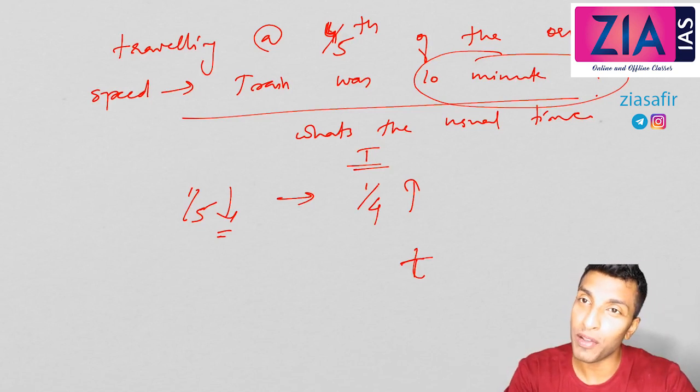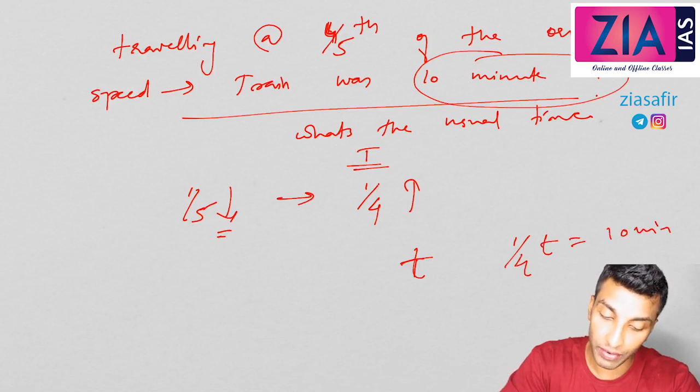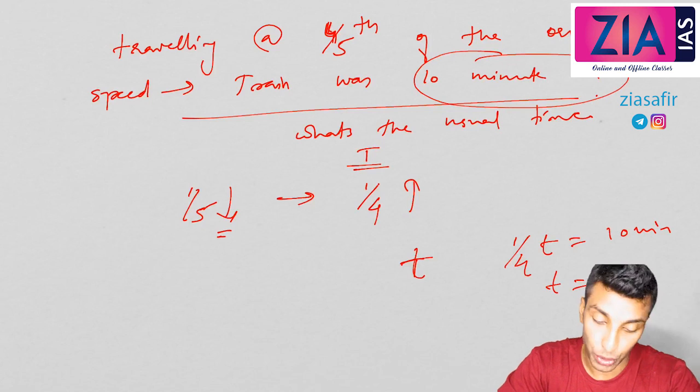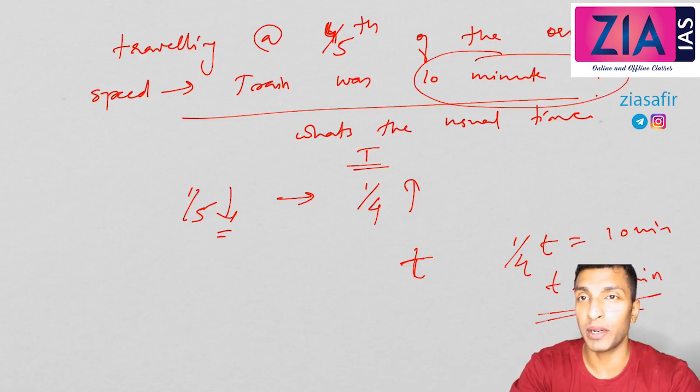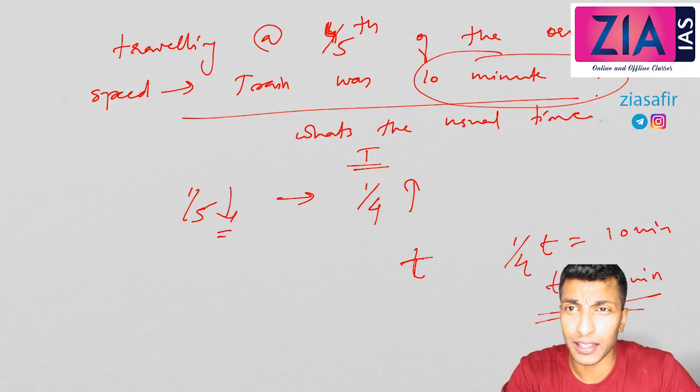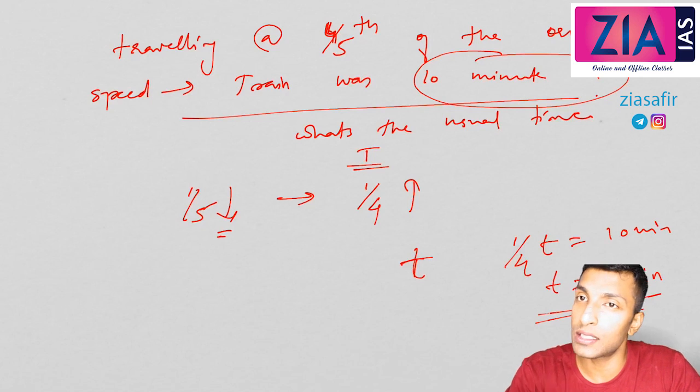So can I say 1 by 4th of the time is actually given as 10 minutes? Then you can find the time as 40 minutes. So what is the answer for this question? 40 minutes. You use nothing apart from this logic. So what they are saying is 10 minutes late. 10 minutes late is obviously, we know 1 by 4 will be the increase. So 1 by 4 is actually 10. So you can directly get from that 40 minutes.